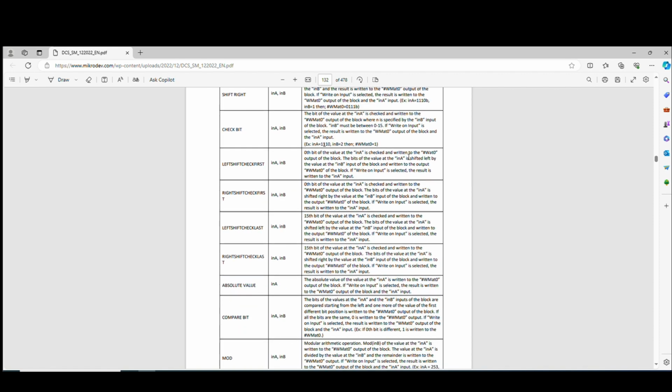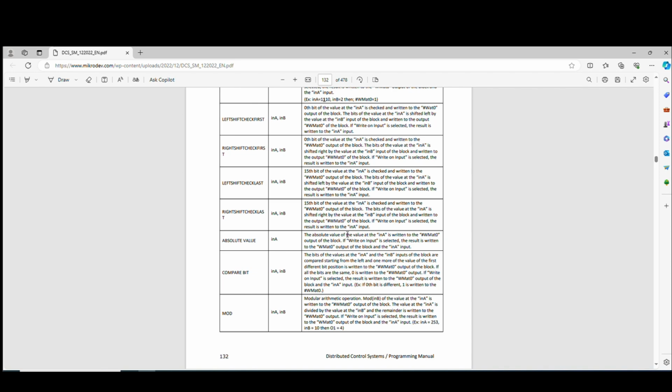Check the first one to shift left. Perform the left shift operation and control the first 0 bit. Check the first one to shift right. Shift right again and control the 0 bit. Check the last bit, the 15th bit, in left shift. Absolute value operation can be taken, for example, converting the output of -5 to +5.